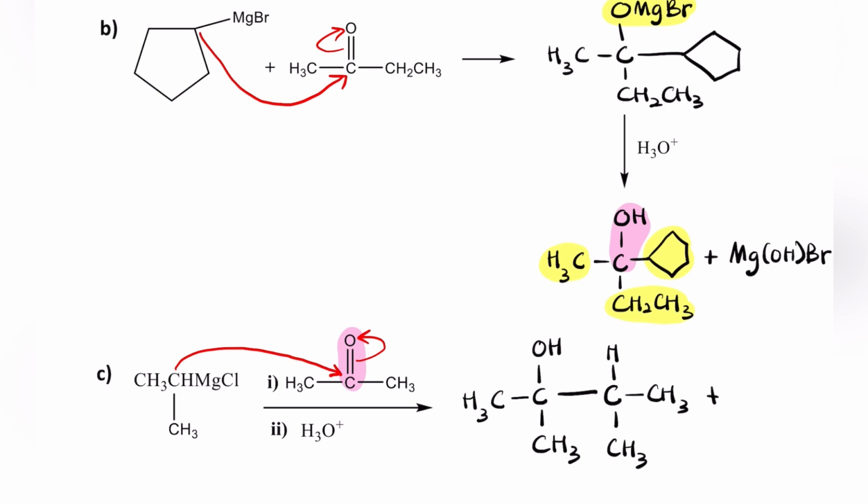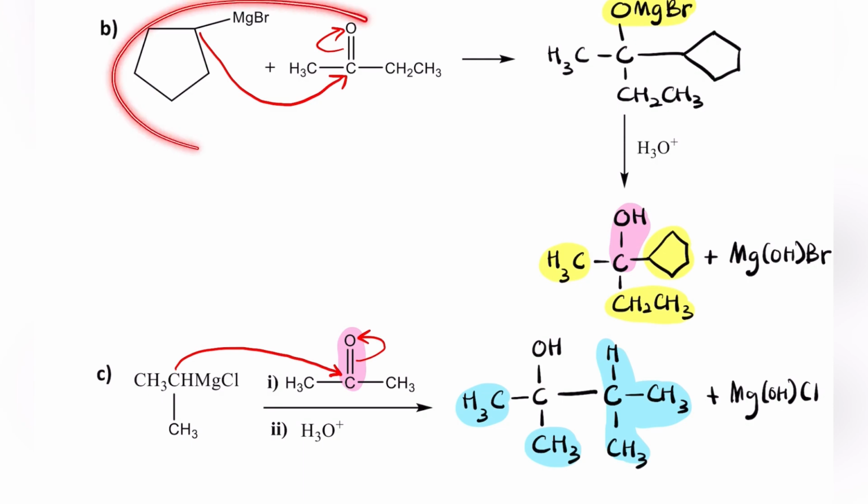And then awak akan dapat MgOHCl. So what you have here adalah satu alkyl groups here, one here, and one here. So you got 3 alkyl groups attached to carbon with hydroxyl group. This is your tertiary alcohol. So it's very easy to determine the synthesis of alcohol using the Grignard reagent. Konsep dia kita kena ingat siapa elektropositif, siapa elektronegatif.